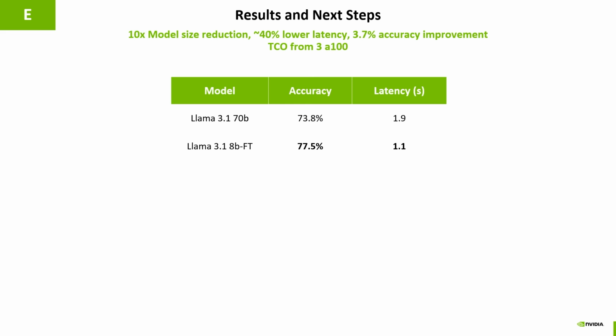In this case, we were actually able to increase the accuracy of a much smaller model by around 4%. We were able to lower the latency by 40%, and they were able to move from a 3 GPU model to a single GPU model so that the total cost of ownership of the agent was reduced.